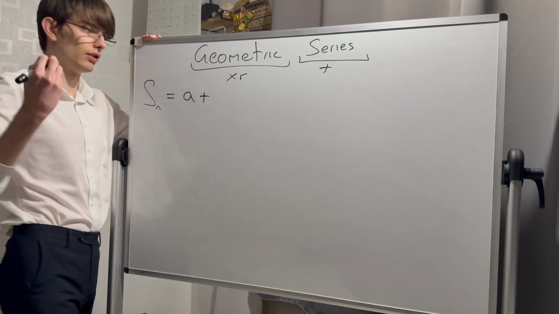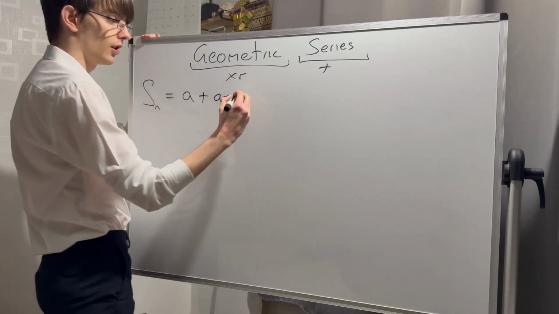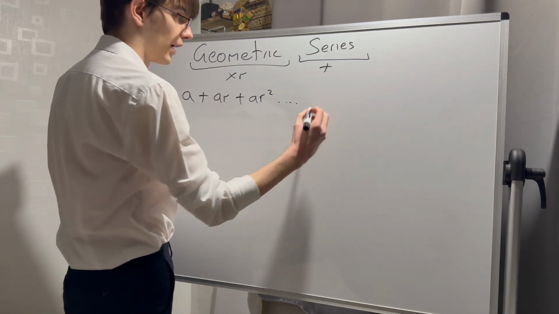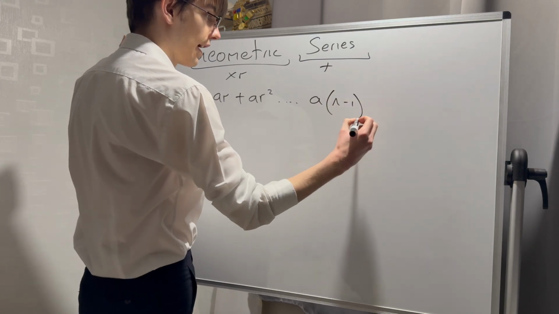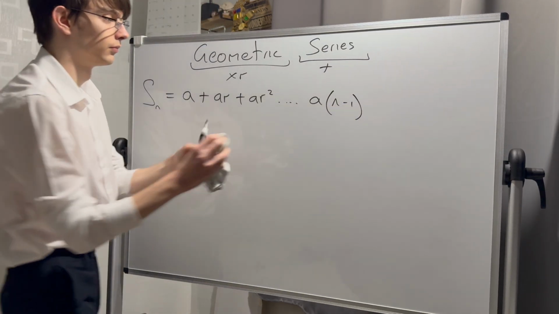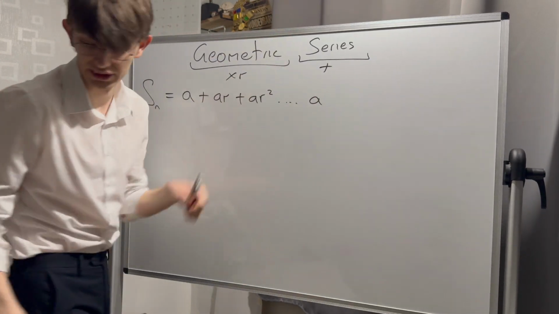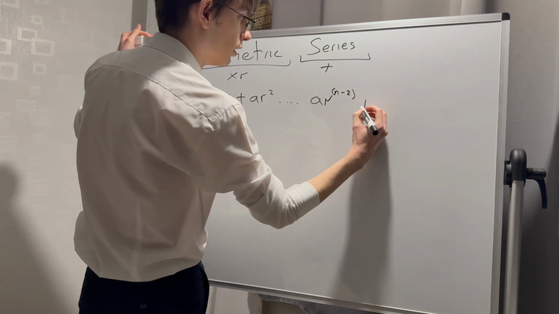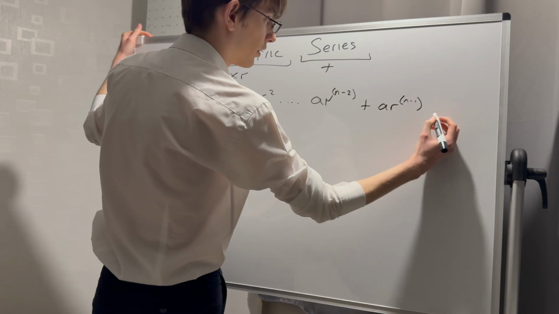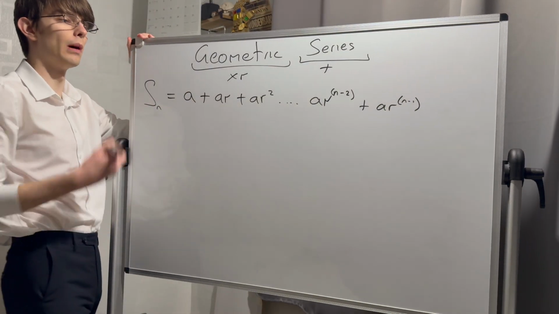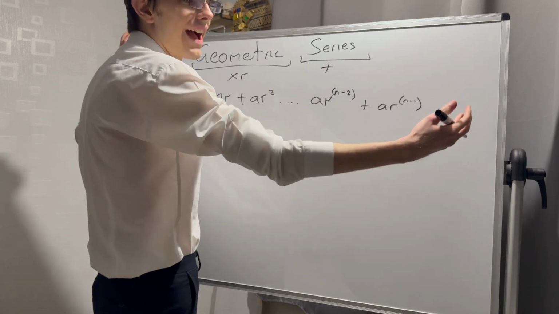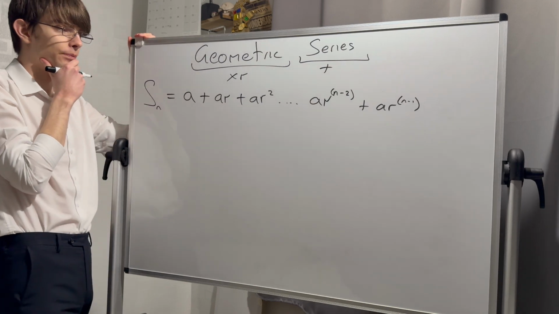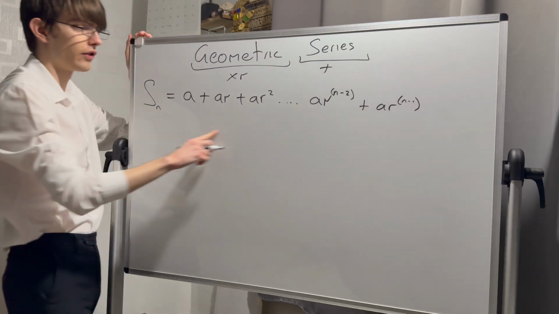Second term will be a times r. Third term, a times r squared, and so on until I get to a times... silly mistake, I will just keep that in. ar to the n minus 2 plus ar to the n minus 1, and we will end there. Remember, we never go up to ar to the n because then that will exceed what we're looking at, which we showed in the last video. So I've got this summation. It's all of them added together.